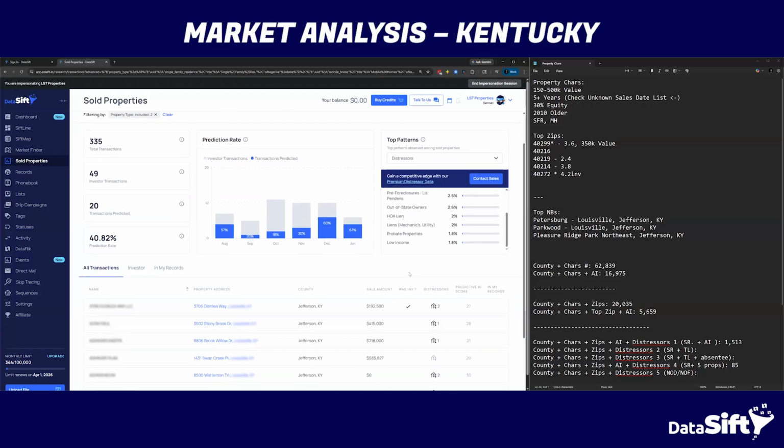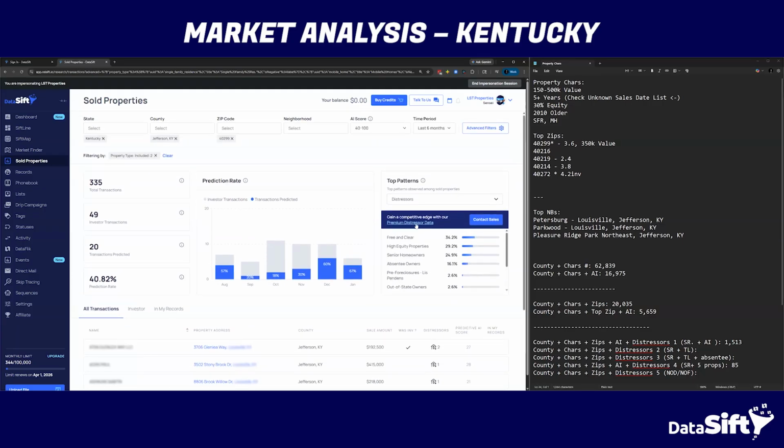And we can kind of see that by looking at our distressor pattern here, almost 70% is just free and clear properties, absentee. There's not a ton of distress going on here. Okay. Low income a little bit. So they're just not very likely. Okay. But let's continue to add some. Doesn't mean that AI scored properties are a bad thing there. It's just that it might not be as needed for that zip code.